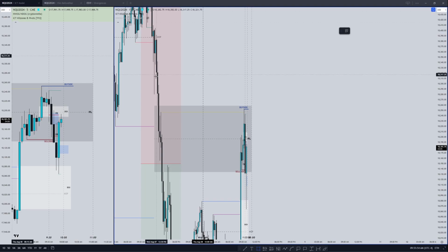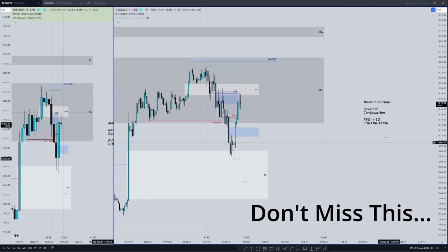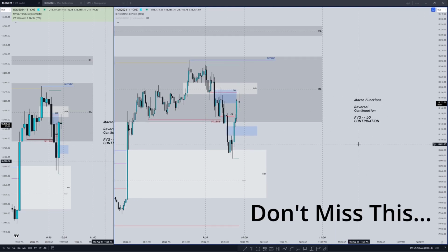Unmitigated fair value gap in premium on the 15-minute chart would be the next draw. The macro can either reverse or continue. It's the two functions. Okay. How do you distinguish between the two?